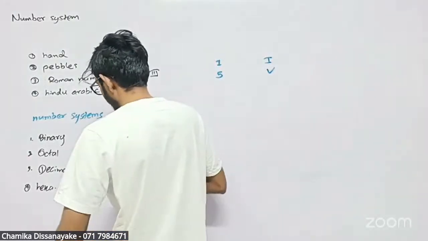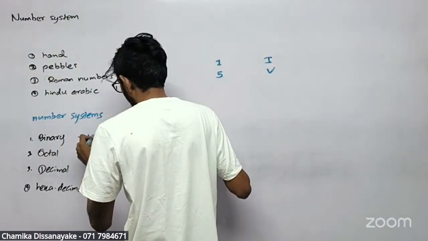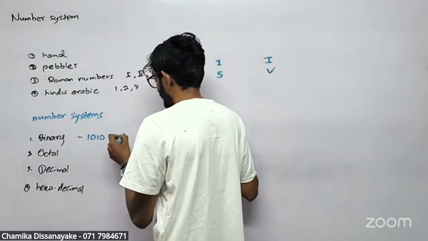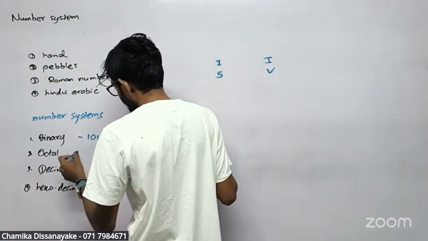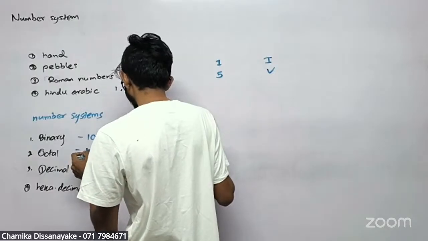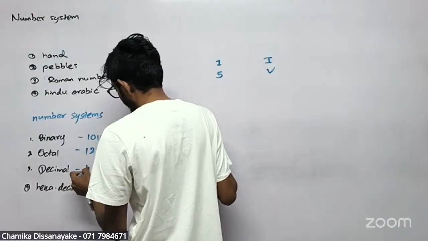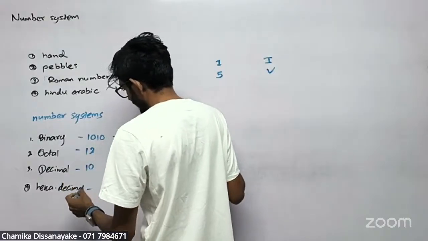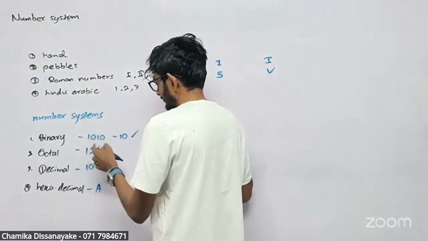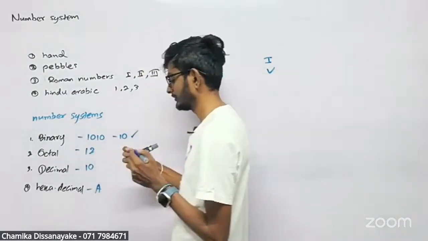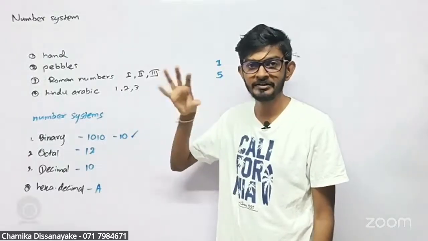So as an example, in the binary number system, we use 1010 to represent number 10, value 10. In octal, 12 to represent number 10. Decimal, 10, this one. In hexadecimal, A. Likewise, there are 4 different notations, but these 4 different notations represent one value, number 10.